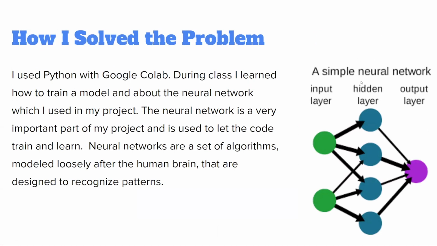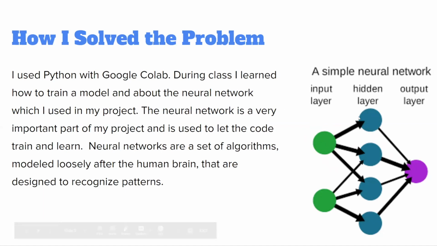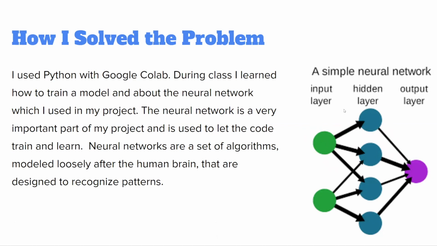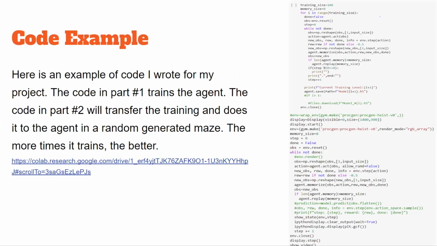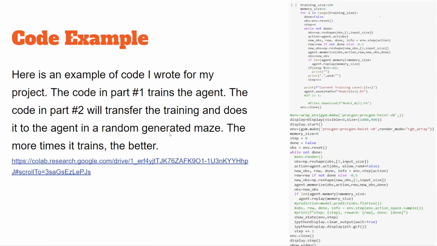So I learned about the neural network, which is a model of your brain. Basically, the input layer is where you input, and then it goes through the hidden layer. The hidden layer is where it processes the information, and then it goes to the output layer. This is mainly how I generated my project and the training. Neural networks are also a set of algorithms. They can recognize many patterns as well. That's how I made my agent go where it's supposed to go.